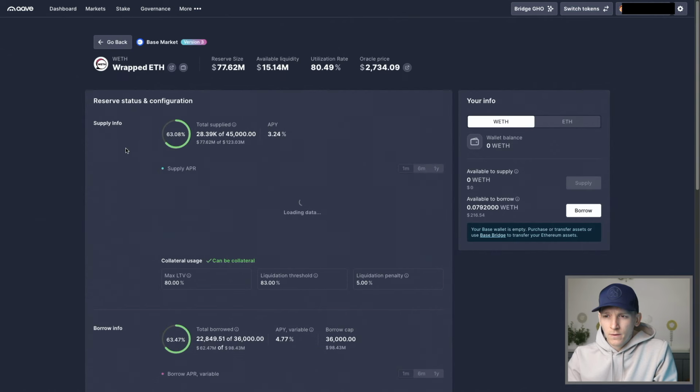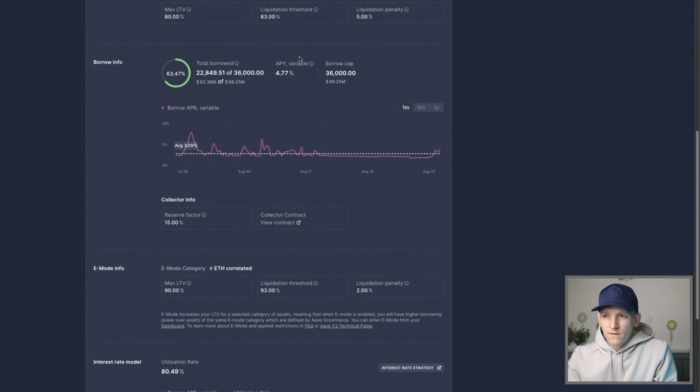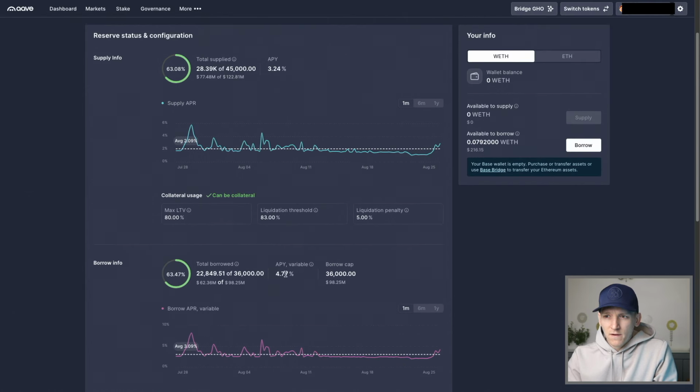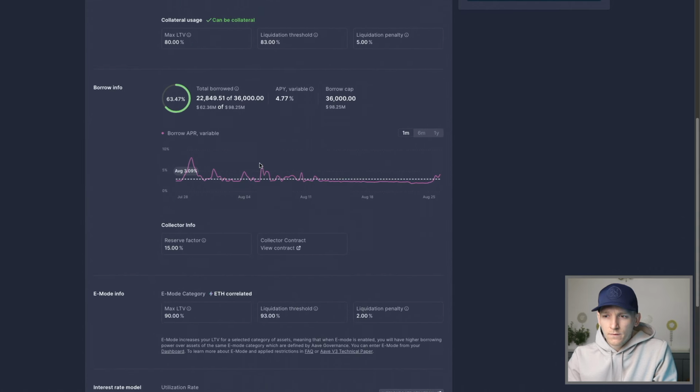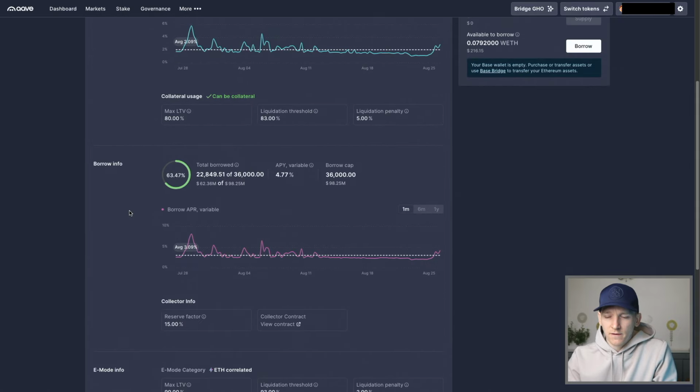So Ethereum here, and if we go down to borrow info, this is important. So you can see the APY, and this is a variable APY. This is 4.77, but you have to minus off the supply APY that you're getting, right? So the net APY is obviously a lot less than that. Down here, you can see the reserve factor. This is what Aave take from the interest rate paid. So they're actually obviously need to make money as a platform. So that's what the reserve factor is.